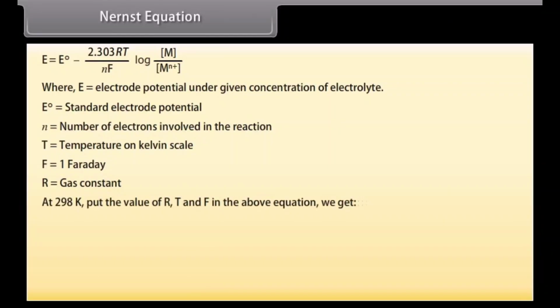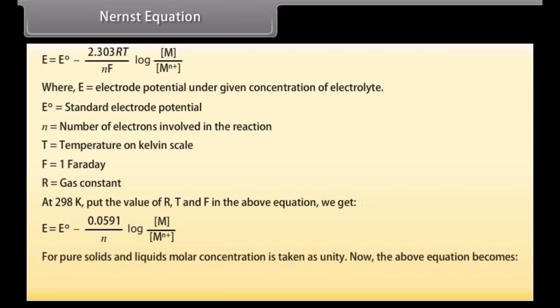At 298 Kelvin, put the values of R, T and F in the above equation. We get E is equal to E naught minus 0.0591 upon n log M upon M ion. For pure solids and liquids, molar concentration is taken as unity. Now, the above equation becomes E is equal to E naught minus 0.0591 upon n log 1 upon M ion.